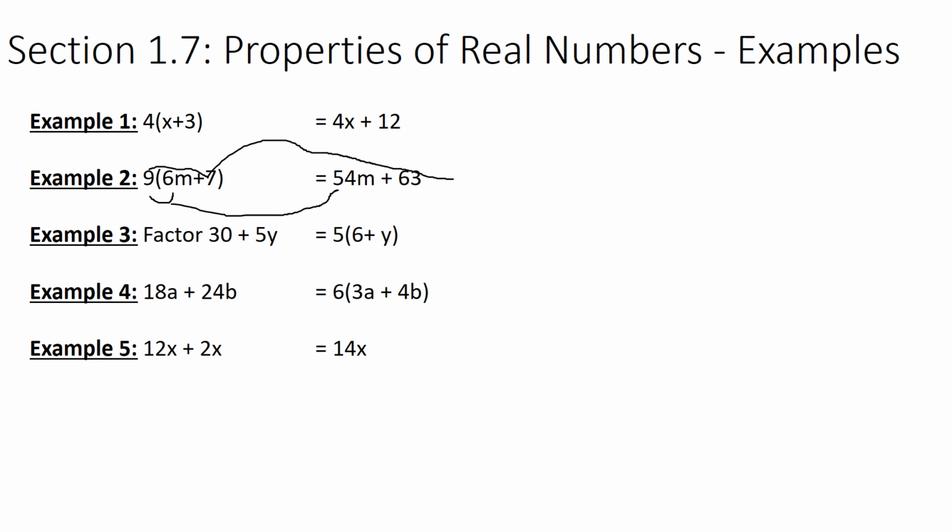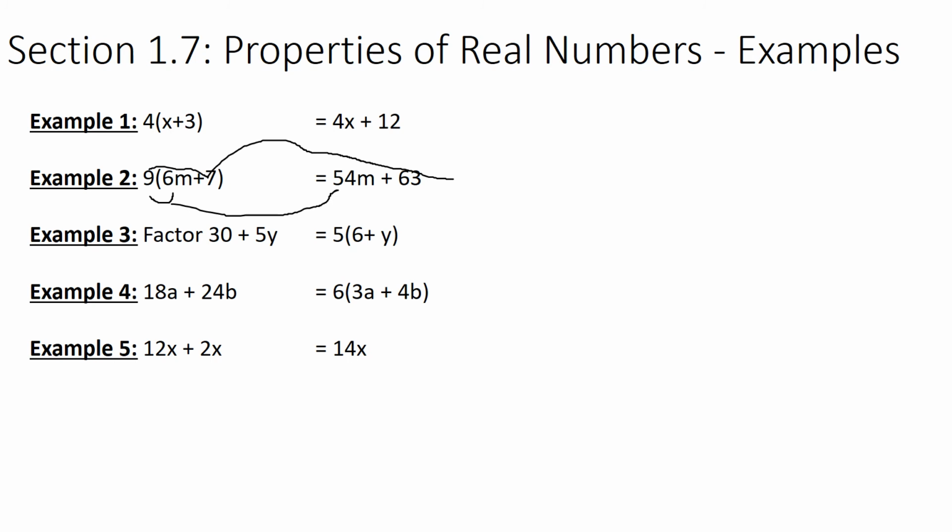Factoring is reverse. I recognize this, and this is where, again, remembering your multiplication tables helps. Factor 30 plus 5y. I know I get a 5 in both those. 5 goes into 30 6 times, and then 5 goes into 5y one time. And I could write it as 6 plus 1y, but if there's just a 1, we usually just leave the letter by itself.